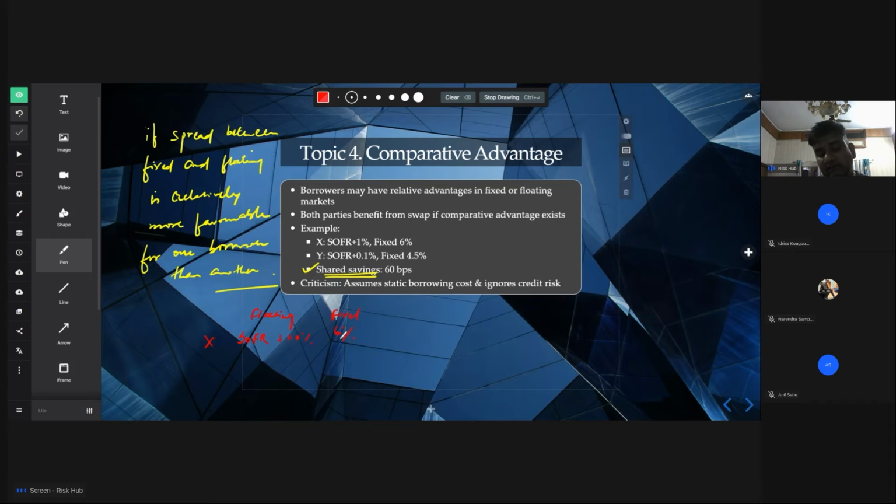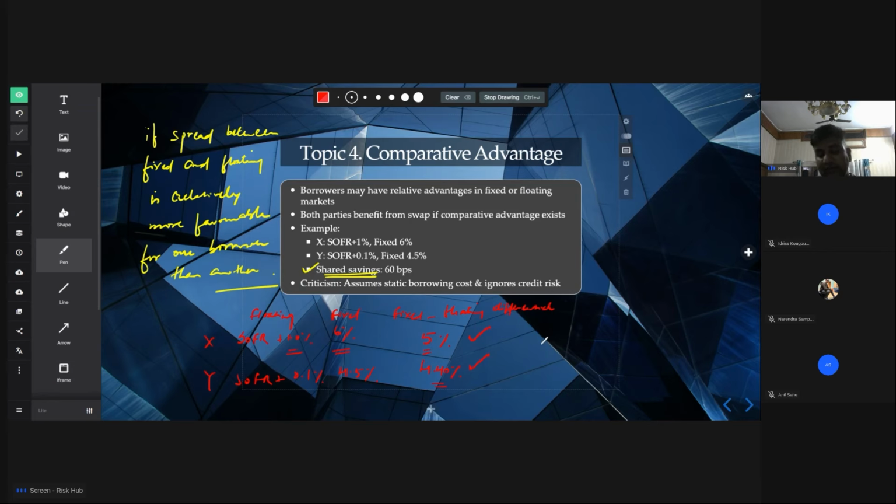Now, what is the difference? Fixed minus floating differential is 6% minus 1%, so the difference is 5%. In the other case, the Y case, floating is SOFR minus 0.1%, and fixed is 4.5%. So 4.5% minus 0.1 becomes 4.40%. So what we are seeing is that the fixed minus floating differential here is 5%, and here it is 4.4%.